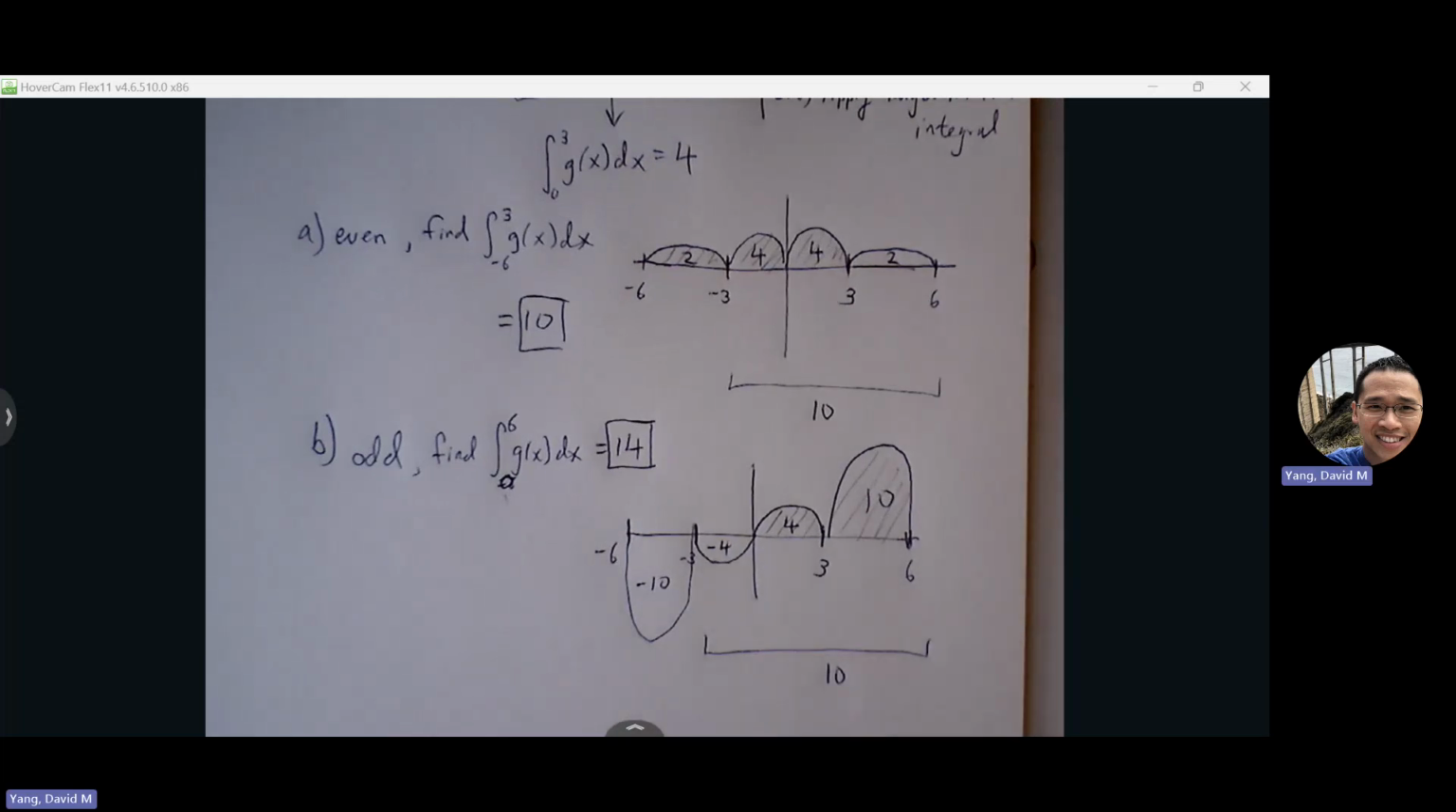Okay, do we need to see any more even odd functions, or do we feel comfortable enough with this for Friday's test? Okay. All right.